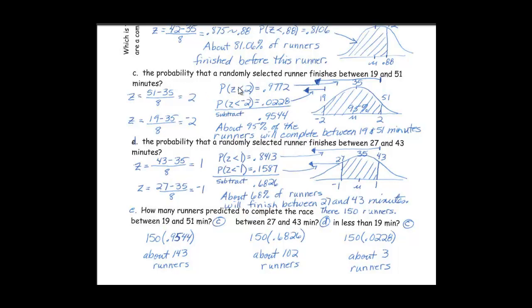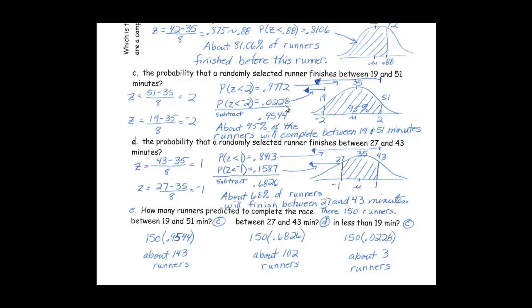I'm not going to open up the chart and show you, because it would take time away from the rest of the video, but you can look it up on the chart. The probability associated with the z-score of 2.00 is 0.9772. The probability associated with the z-score of -2 is 0.0228.